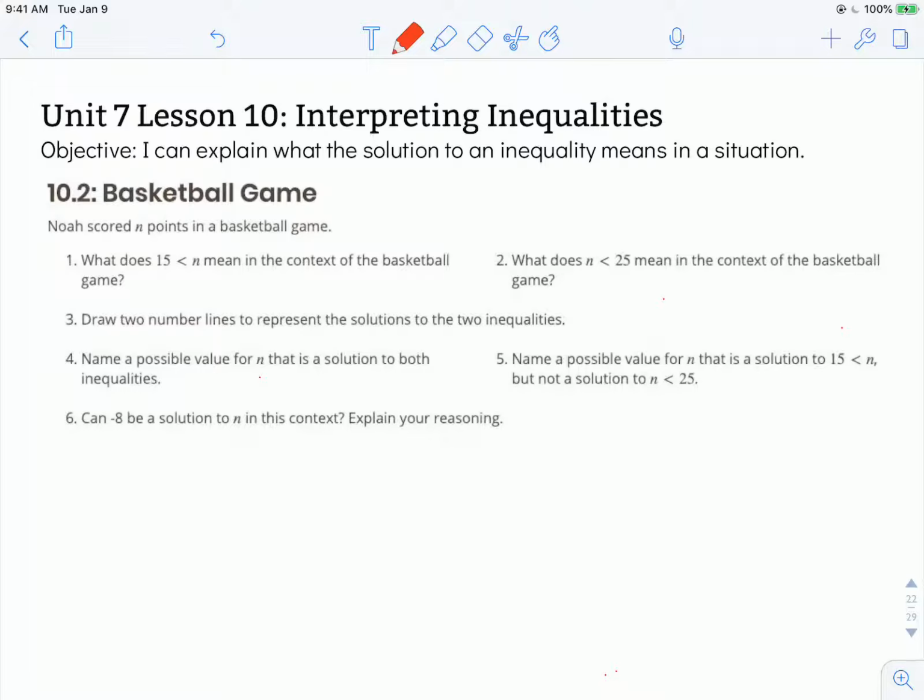It says Noah scored N points in a basketball game. That means some number of points in a basketball game. Number 1 says, what does 15 is less than N mean in the context of the basketball game? Well, we can also read that backwards as N is greater than 15, and that makes more sense to me, that he scored more than 15 points. So Noah scored more than 15 points.